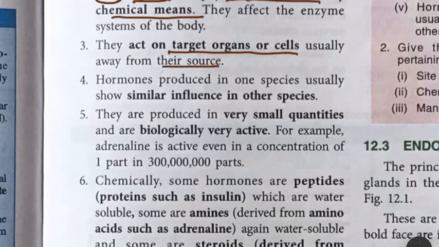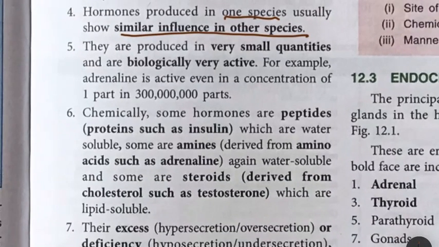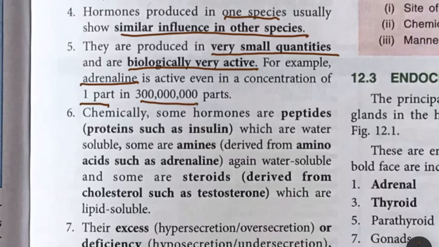Hormones produced in one species usually show similar influence in other species as well. So it is more or less similar, and they are produced in very small quantities and are biologically very active. For example, adrenaline is active even in a concentration of 1 part in 300 lakh parts.